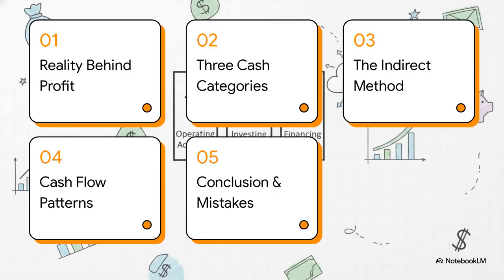To figure that out, we've mapped out a clear, logical journey for you today. First, we'll look at the reality behind profit numbers. Second, the three categories of cash flow. Third, understanding the indirect method. Fourth, interpreting cash flow patterns. And finally, conclusion and common mistakes.